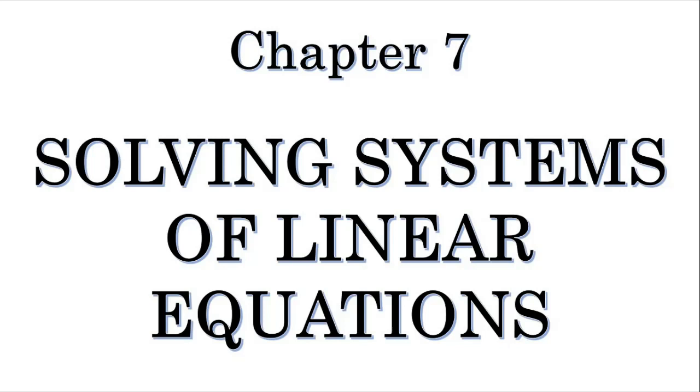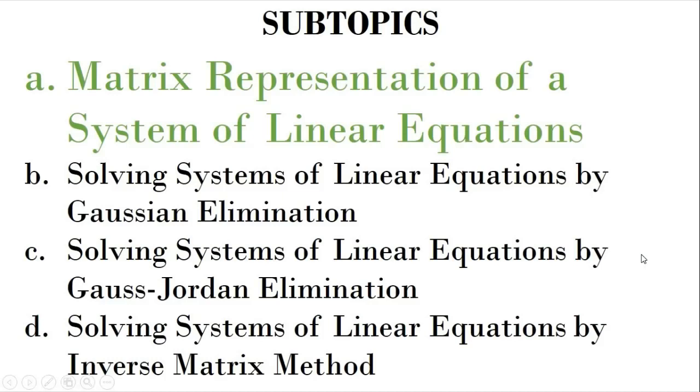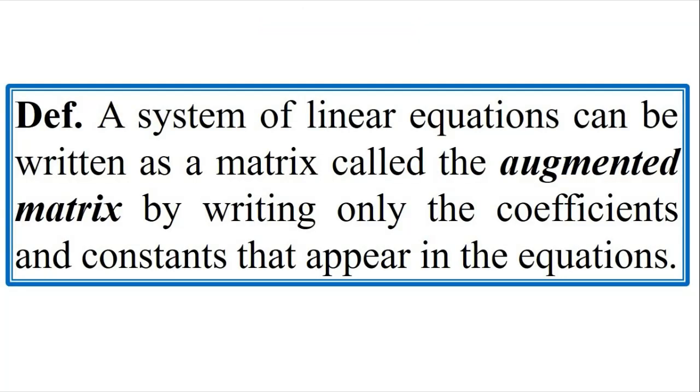Chapter 7, we will be learning the different methods of solving systems of linear equations. Before we look at the first method, we will first learn how to write a system of linear equations in matrix form. Any system of linear equations can be written as a matrix called the augmented matrix by simply writing the coefficients and constants that appear in the equation.